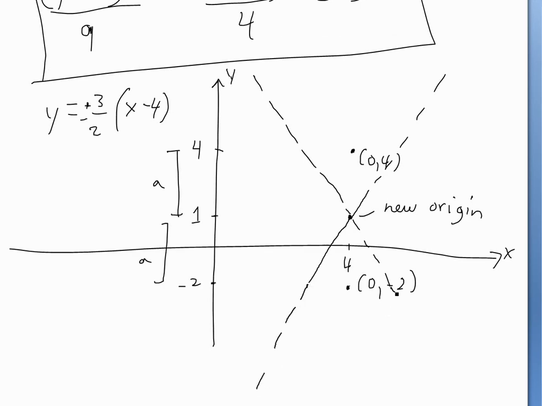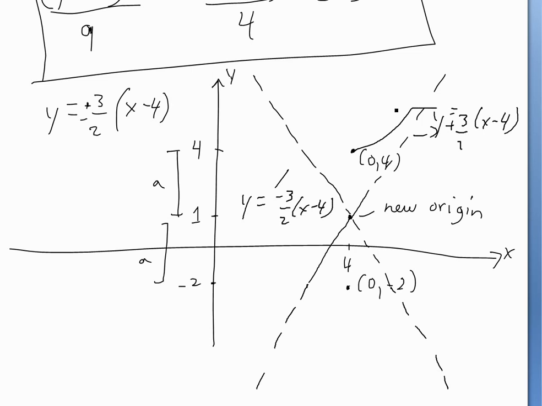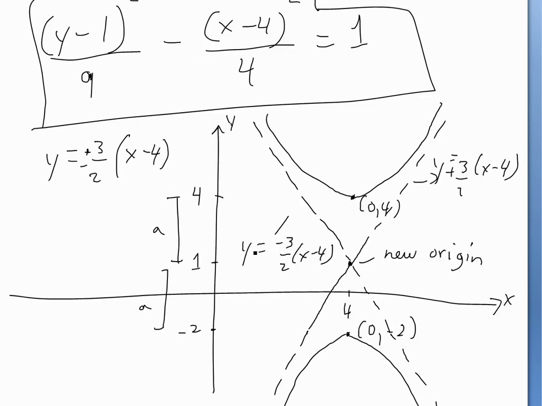Then we just take this down, and these equations are, again, y is equal to 3 over 2 times x minus 4, and this one here is y is equal to -3 over 2 times x minus 4. And then the graph is going to look something like this. Just something like that, like we've been used to. The graph just looks like what you've been used to.